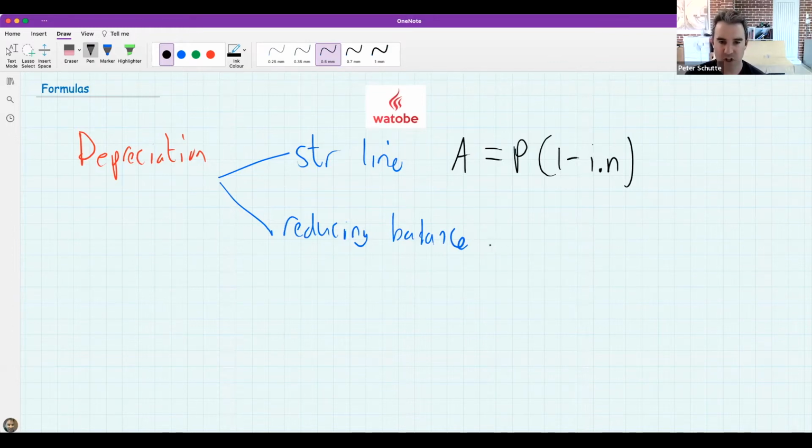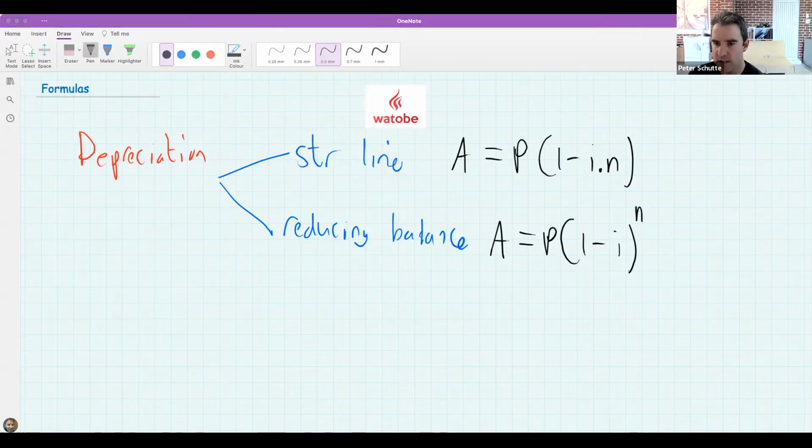Reducing balance depreciation is kind of like the cousin of compound interest. And it looks like that. So you're going to see that those formulas are going to be very much in focus today. And just like in the last lesson, the A, P, I, and N stand for the same things.